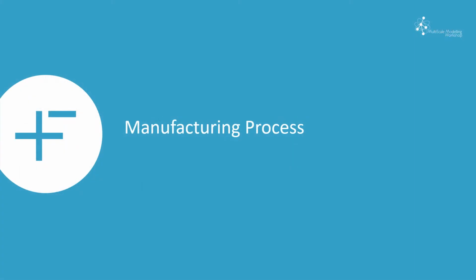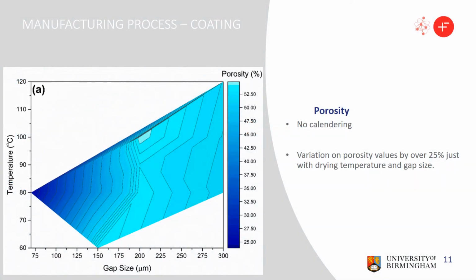Moving to the manufacturing process. So here is a control plot that combines the drying temperature with the coating gap size, with the porosity being the property under examination. And as you see, for gap sizes below 200 micrometers, we can affect the porosity without calendaring and reduce it from values above 52% down to 25%. This is particularly important, as we'll see later on in the battery performance of the electrodes.